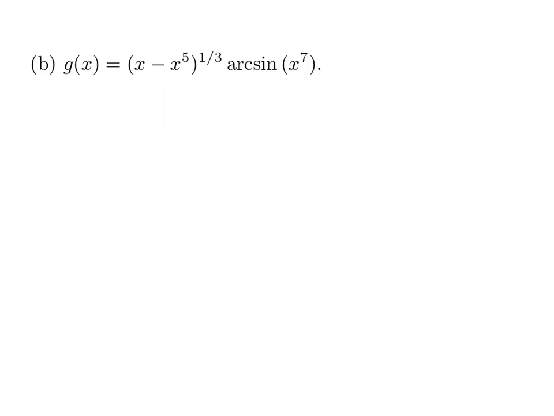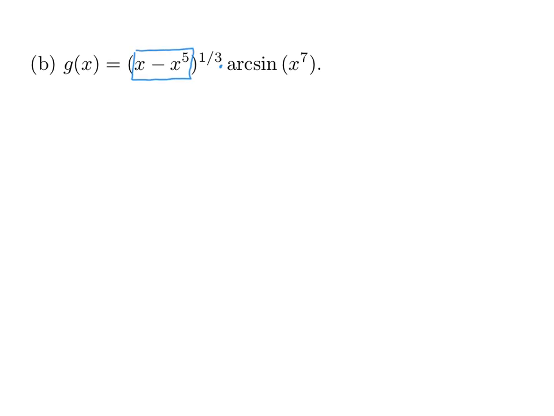To take the derivative of the function g of x, here I have x minus x to the 5th, to the 1/3 power, and it's being multiplied by arcsine of x to the 7th. I'll note that we have a product of two functions. That means I have to use the product rule. But then also in each product, there's a composition of functions.